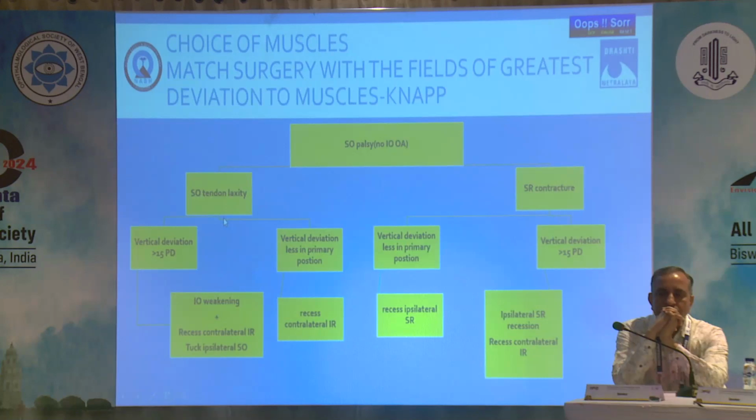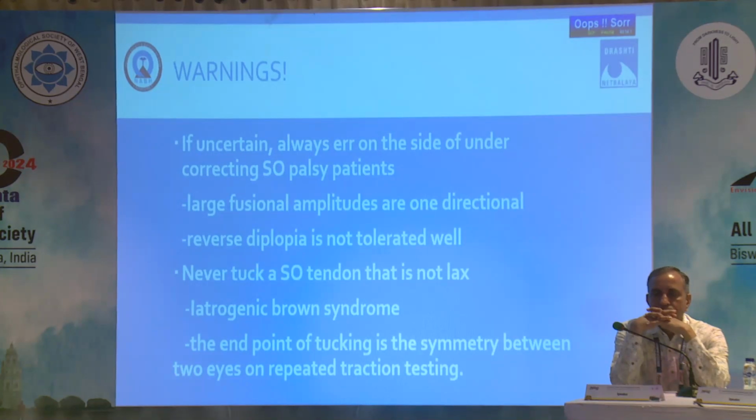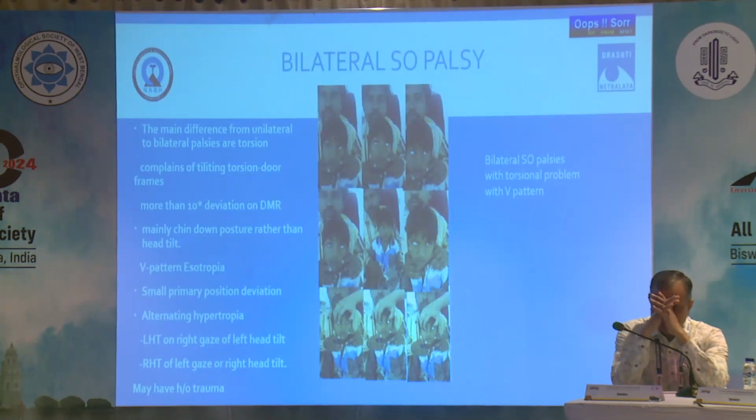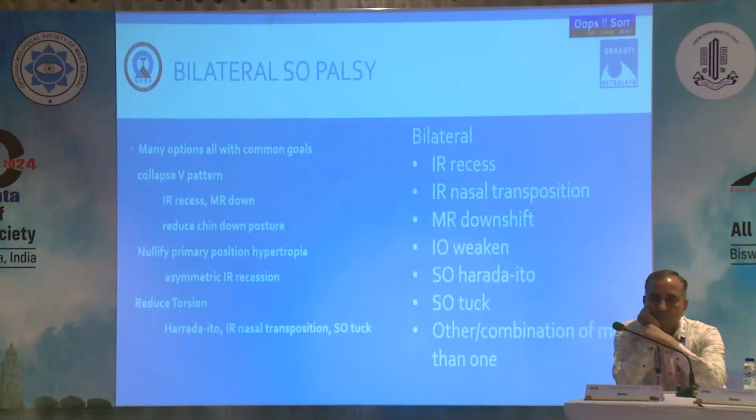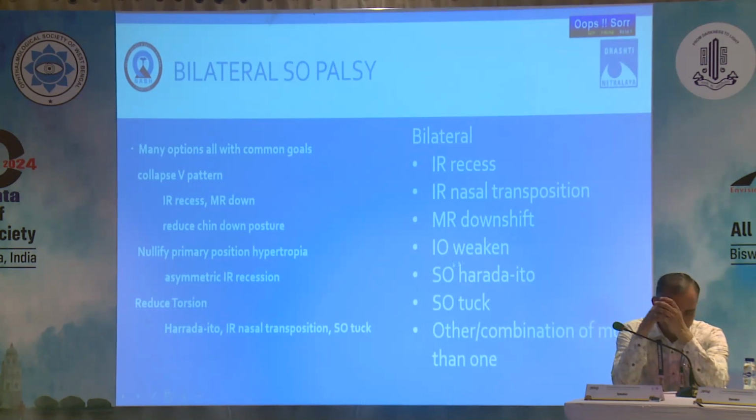That can be when there is SO tendon laxity or SR contracture. So this is again a whole algorithm we can follow, and it is mainly designed by NAPS. So here you have to warn that if uncertain, always err on the side of under correction of SO palsy, because reverse diplopia will never be tolerated by the patient. Whenever bilateral SO palsy, we can again do IO recession, or IR recession, IR nasal transposition, MR downshift, IO weakening, SO Harada-Ito, SO tuck, and other combinations of the above treatments.